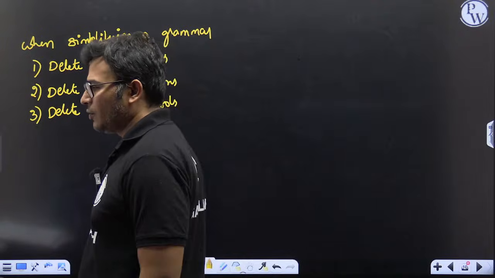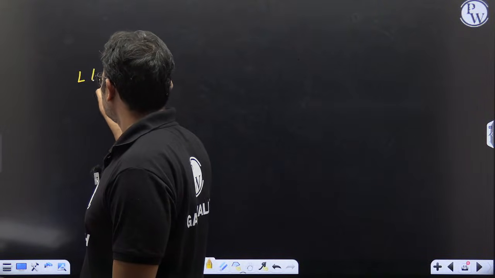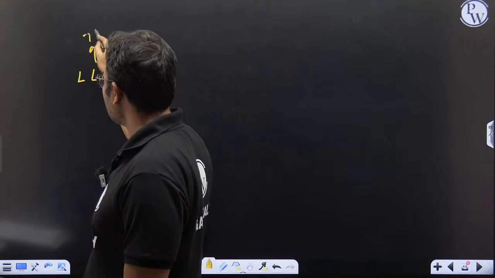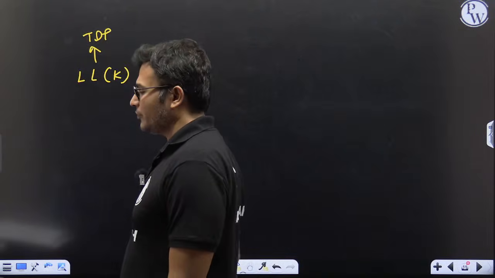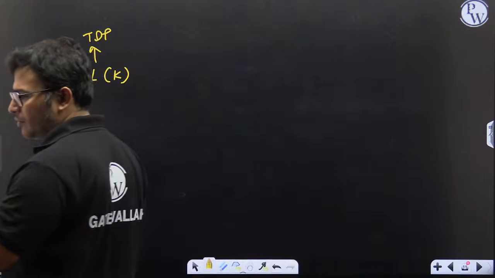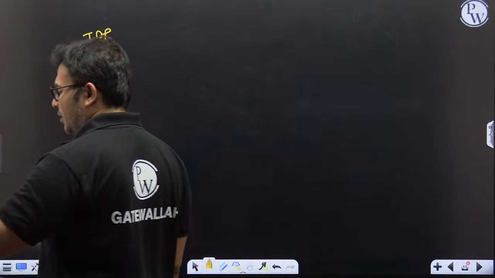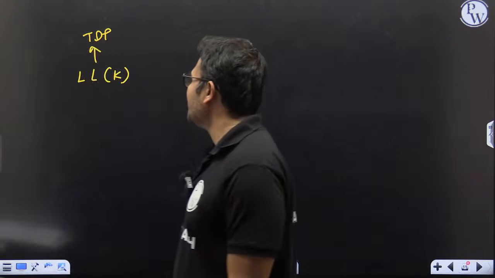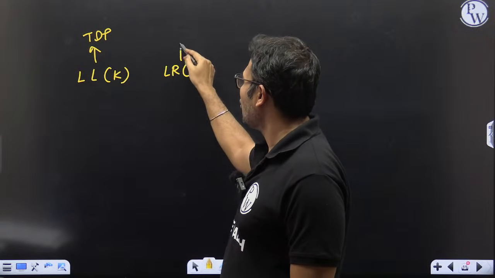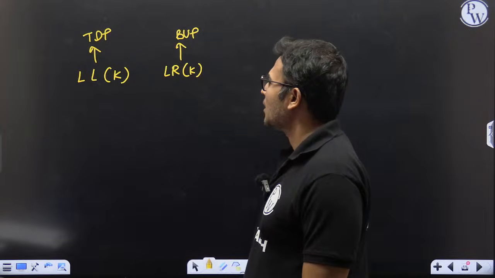Right? Now what is LL(k) and what is LR(k)? LL(k) is a top-down parser. You will learn about it in compiler design. And LR(k) is a bottom-up parser. You will learn about it in compiler design.